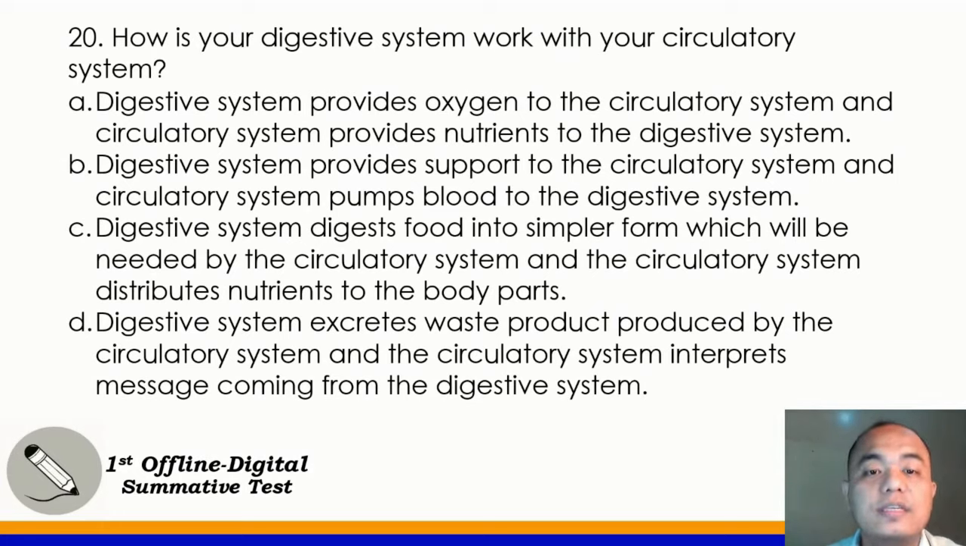C. Digestive system digests food into simpler form which will be needed by the circulatory system and the circulatory system distributes nutrients to the body parts. D. Digestive system excretes waste products produced by the circulatory system and the circulatory system interprets messages coming from the digestive system. The correct answer for number 20 is letter C. Digestive system digests food into simpler form which will be needed by the circulatory system and the circulatory system distributes nutrients and oxygen to the body parts.